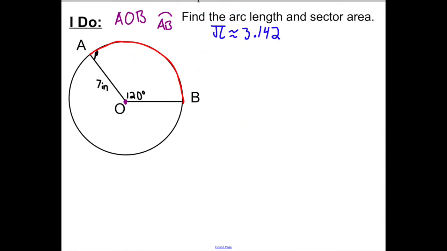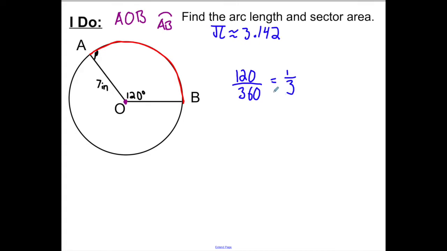So to start, what we have to think about is this. We know that a circle has a total of 360 degrees, so we know this is 120 degrees. What I'm going to do is take the number of degrees in this piece of pie and divide it by the total number of degrees in the circle. That gets me 120 over 360, which is a third.